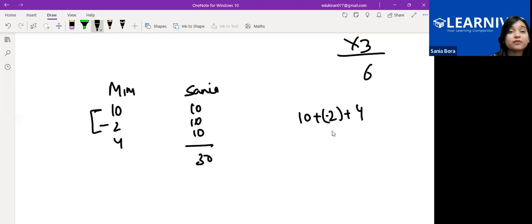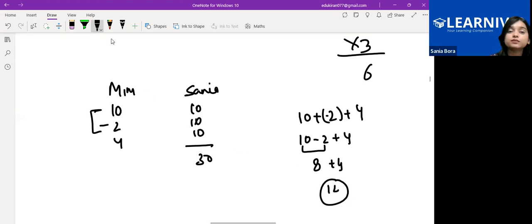Everybody look at the steps when you have to add. First you need to solve the bracket. So it became 10 minus 2 plus 4. Then 10 minus 2, 8, plus 4. 8, 9, 10, 11, 12. Here are the steps.